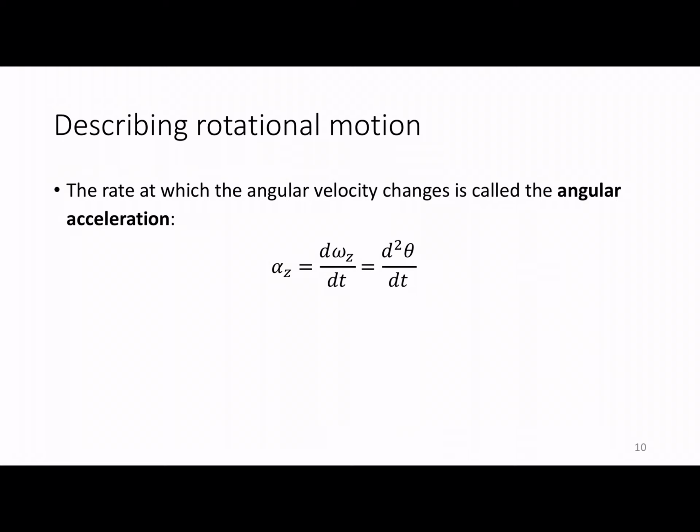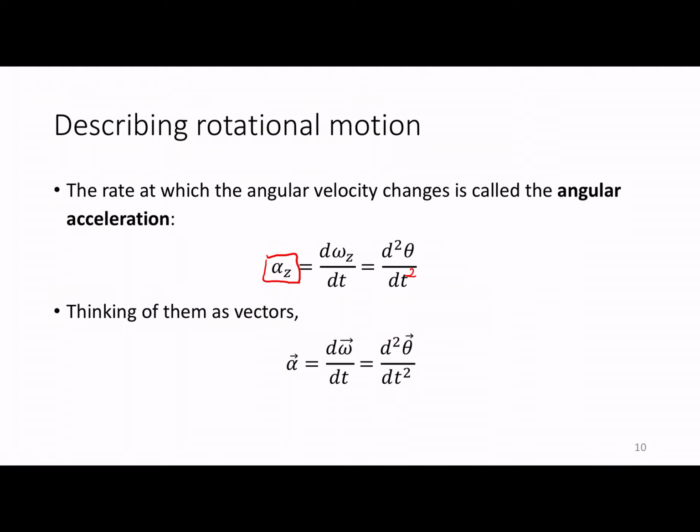So, if I can define velocity, it will not surprise you. I can define acceleration. I take one more derivative, and the rate at which angular velocity changes is called angular acceleration. Angular acceleration is denoted alpha subscript z. Z here again refers to the direction of the rotation. It is by definition d omega dt, or d squared theta dt squared. Apologies on that as well. I'll fix that online.